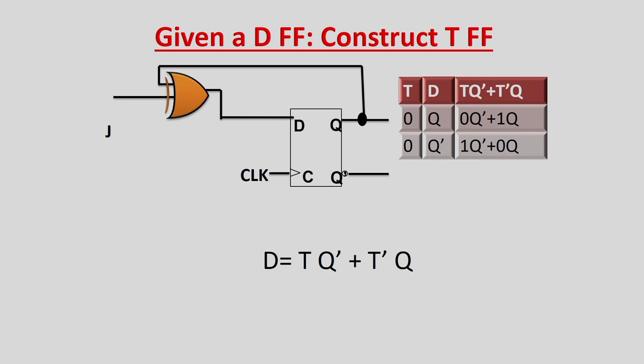So, we need to look at the characteristic table, and from the characteristics, see what the behavior is. For T equal to 0, Q next is Q, and for T equal to 1, Q next is Q bar. So, that means it will be T Q bar plus T bar Q. If you can generate this circuit, then we can construct a T flip flop given a D flip flop, and this finishes the basics of latches and flip flops.